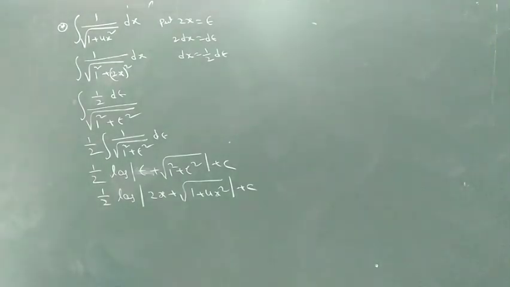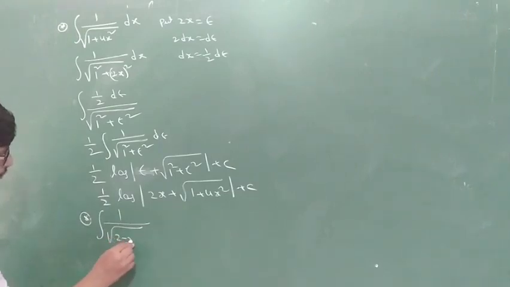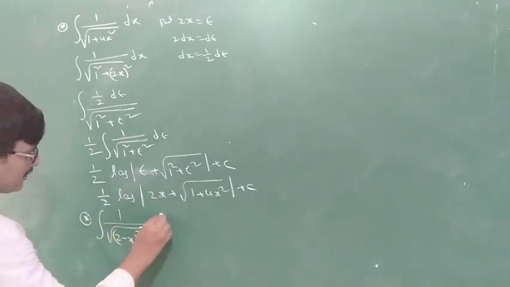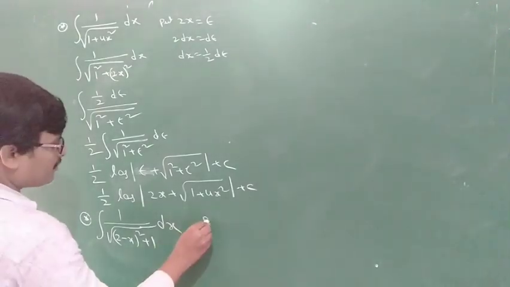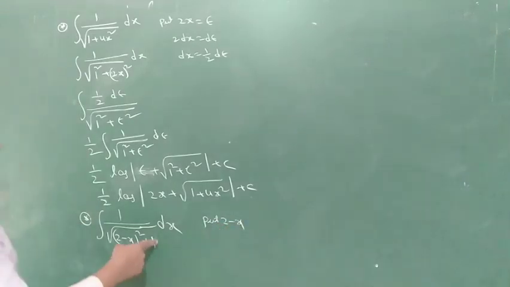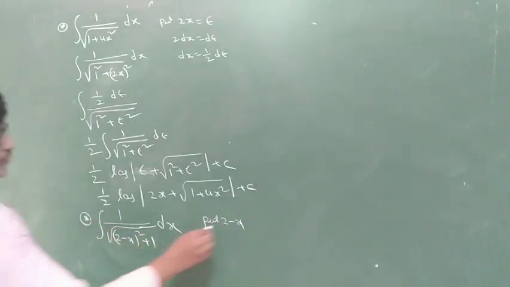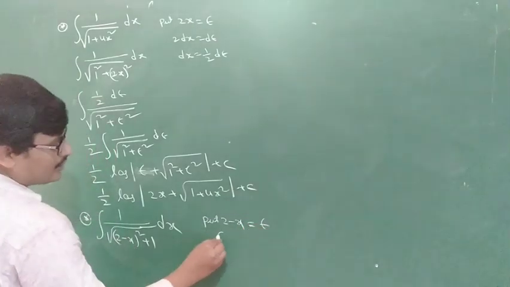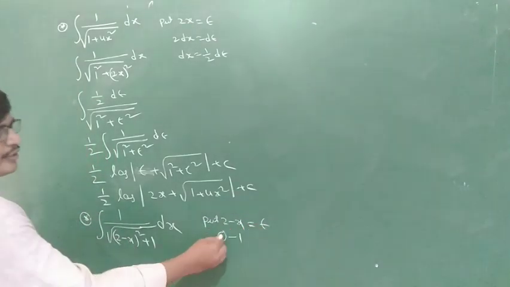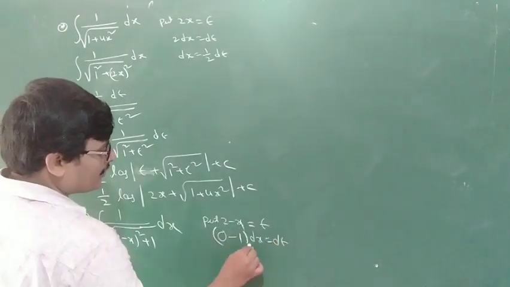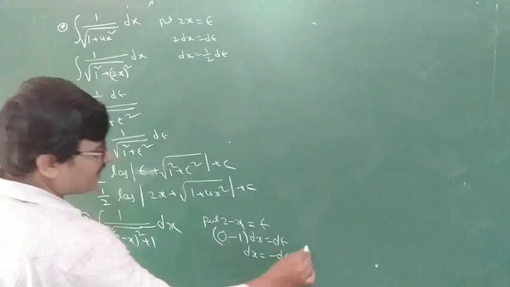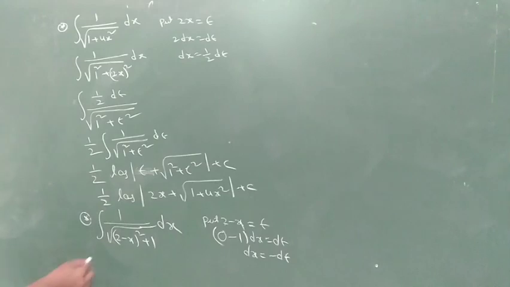Next, integral 1 by root of 2 minus x whole square plus 1 dx. Here put 2 minus x is equal to t. The derivative of 2 is 0, of minus x is minus 1, so dx is equal to dt with a minus sign: dx is equal to minus dt.